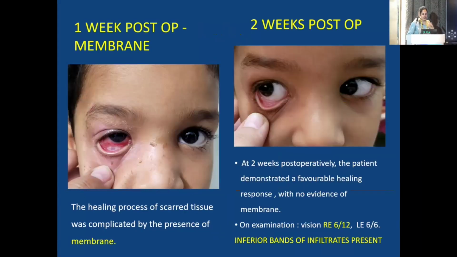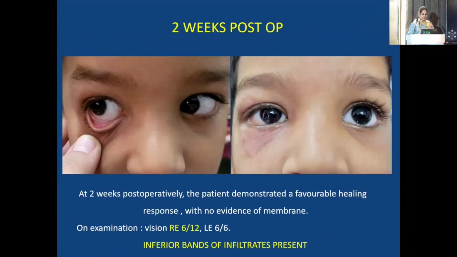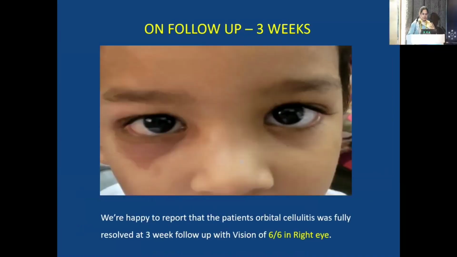1 week post-op, the healing process of the scar tissue was complicated by the presence of membrane. And 2 weeks post-op, the patient demonstrated a favorable healing response with no evidence of membrane. On examination, vision in the right eye was 6/12 and left eye was 6/6. Inferior bands of infiltrates were present. We are happy to report that the patient's orbital cellulitis was fully resolved at 3 weeks and with follow-up vision of 6/6 in the right eye.